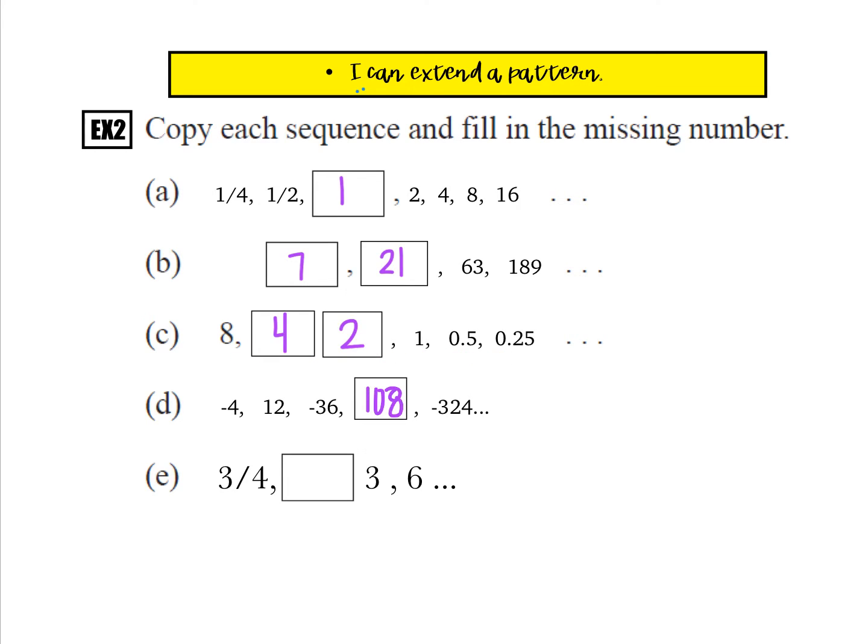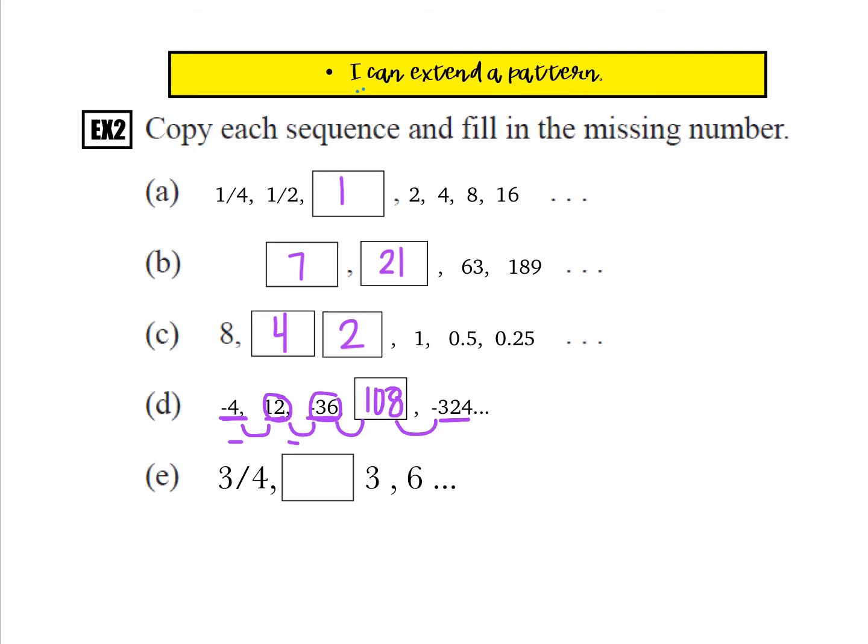So for D, I noticed that every other one is negative. So in order to multiply a negative number by something and get a positive, this number has to be negative. So whatever my factor is, whatever I'm multiplying by, has got to be a negative number each time, because a negative times a negative is a positive, and then a positive times a negative is a negative. Then a negative times a negative is a positive, and so on and so forth.